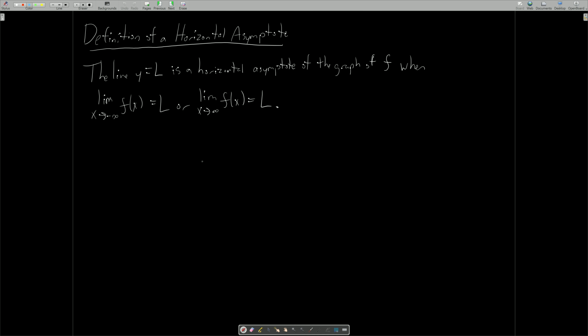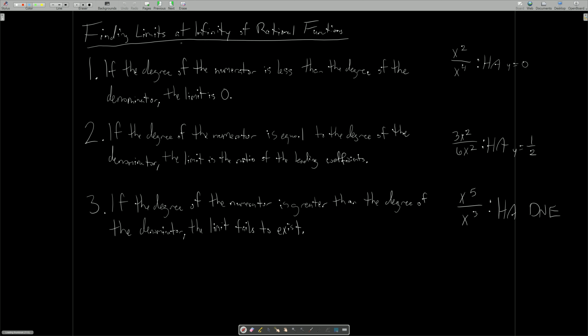This is a definition of a horizontal asymptote. The line y equals L is a horizontal asymptote of the graph of f when the limit as x approaches negative infinity of f(x) equals L, or the limit as x approaches positive infinity of f(x) equals L. Now here's some tricks to find those limits at infinity.